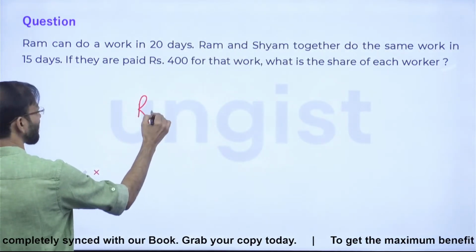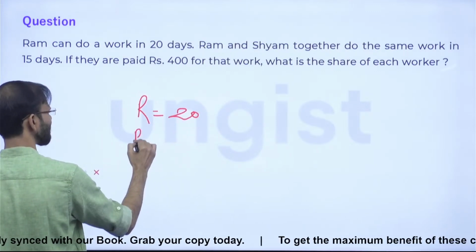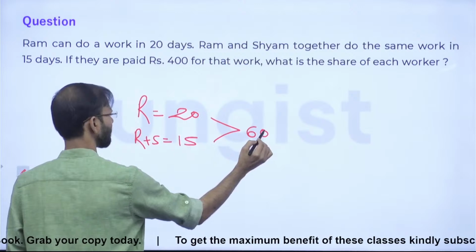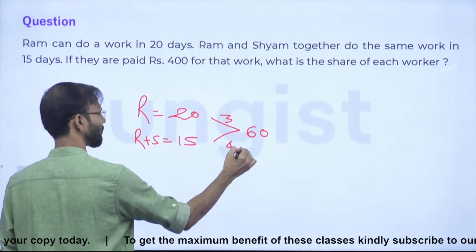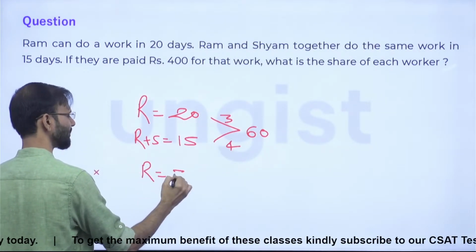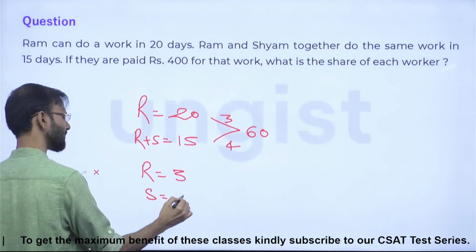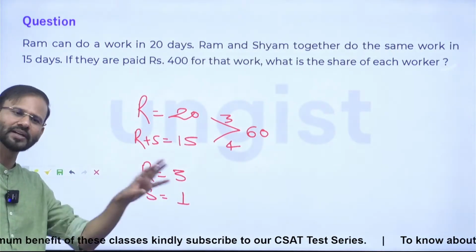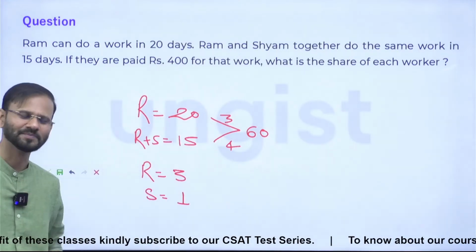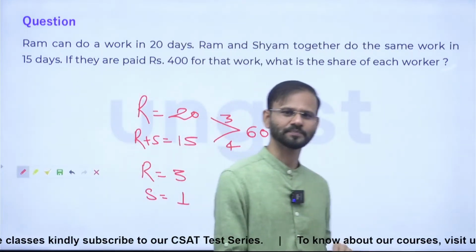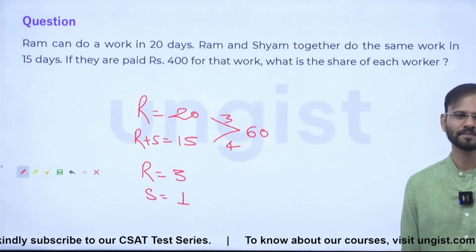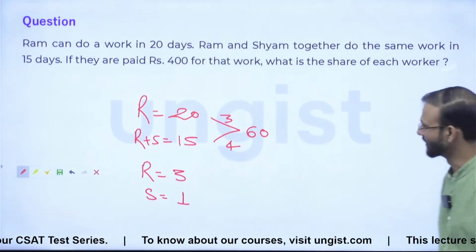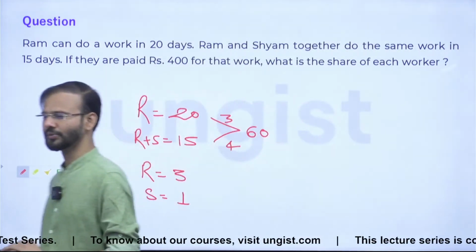देखिए राम 20, राम एंड श्याम 15. What is the LCM? 60. हाँ, 3 and 4. So Ram alone is doing 3 units work, and what is Shyam, guys? 1. तो जितना पैसा मिला वो 3:1 में डिवाइड हो जाएगा. कितना हुआ? 300 and 100. Guys, clear? Okay. Yes. Okay.